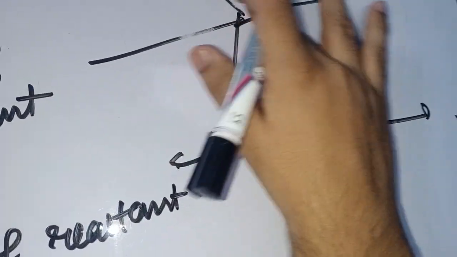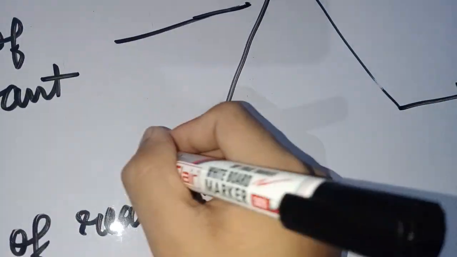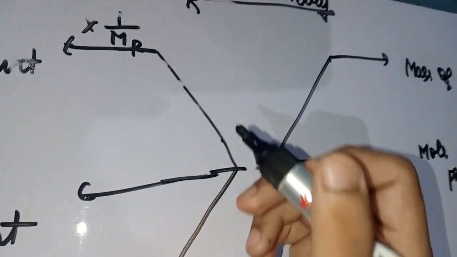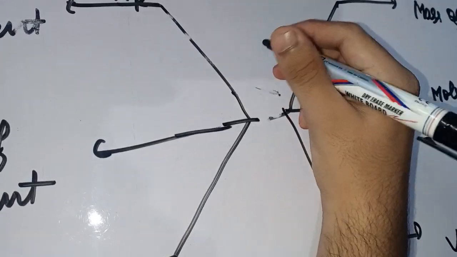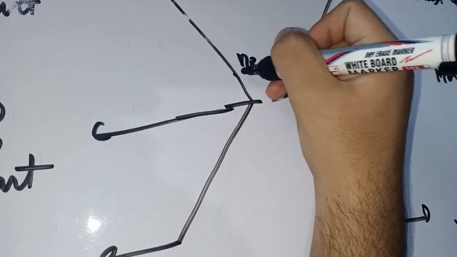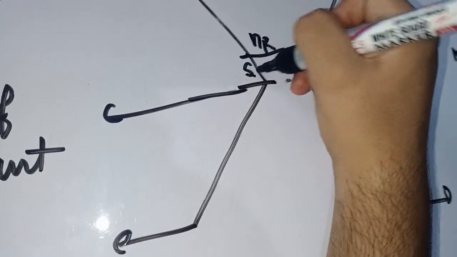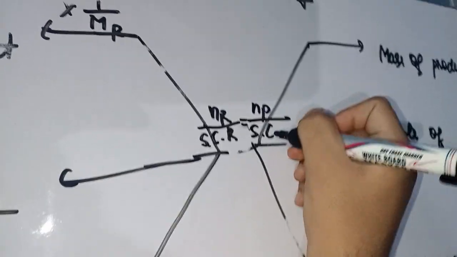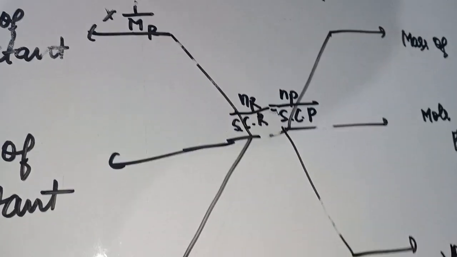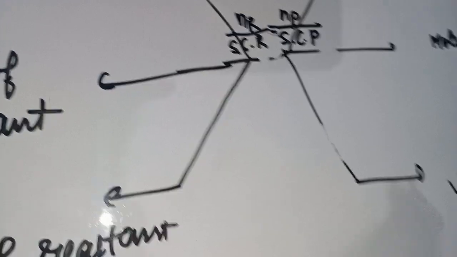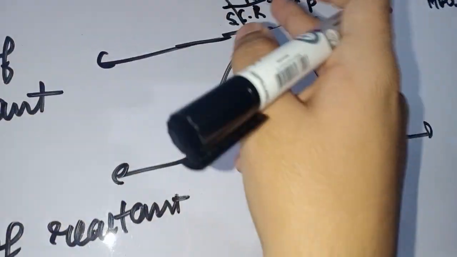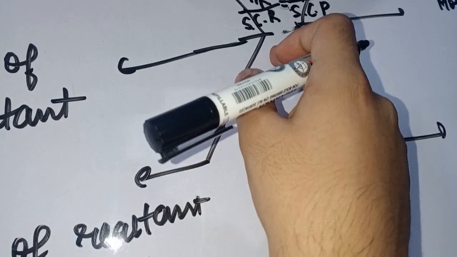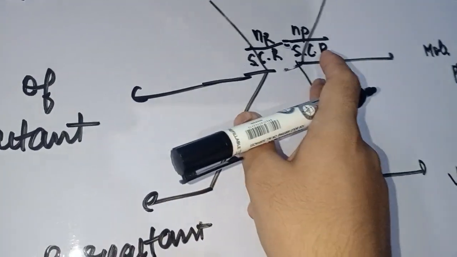Now, as we all know, in stoichiometry there is one basic principle. Let me redraw this to make some space. As we all know, in stoichiometry there is one basic principle, that number of moles of reactant divided by stoichiometric coefficient of reactant equals number of moles of product divided by stoichiometric coefficient of product. And this formula is true for all the participants in a reaction, along with the products. So number of moles of reactant upon stoichiometric coefficient of reactant equals number of moles of product upon stoichiometric coefficient of product.